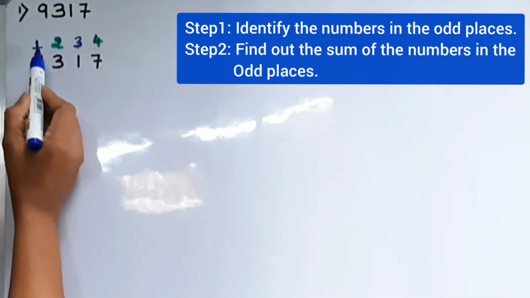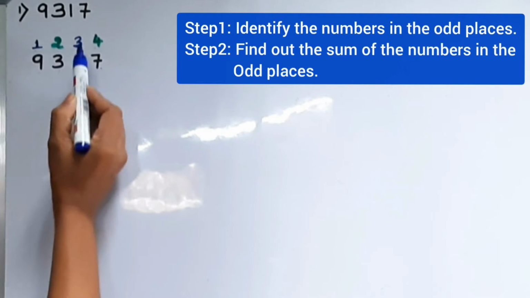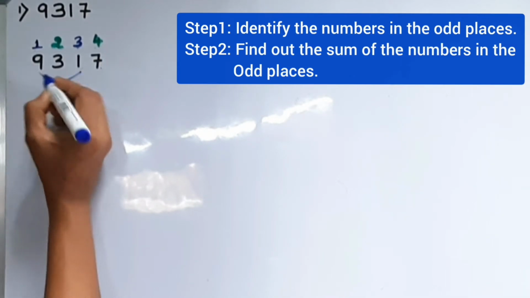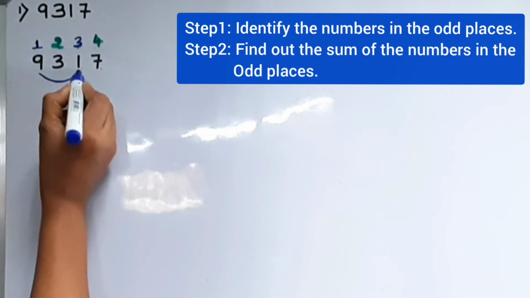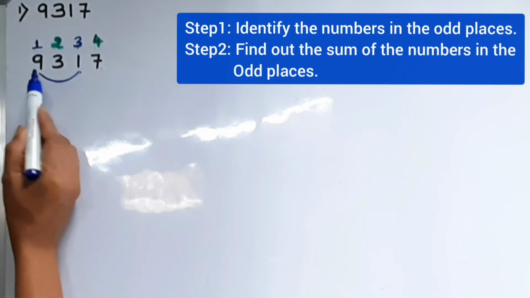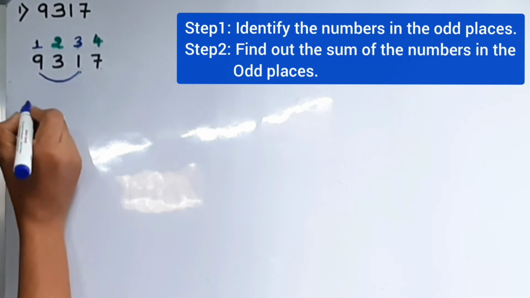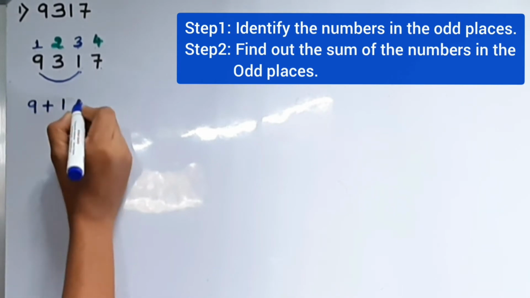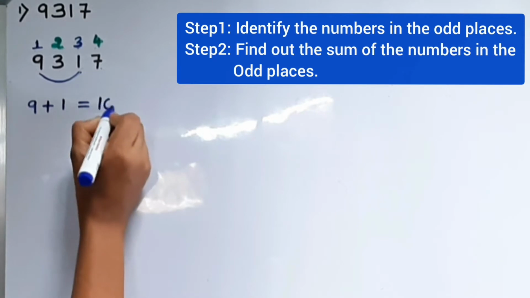Step 2. Find out the sum of the numbers present in odd places. 9 is in the first place and 1 is in the third place. Means these are in the odd places. So we have to find out the sum of 9 and 1. That is 9 plus 1 is 10.